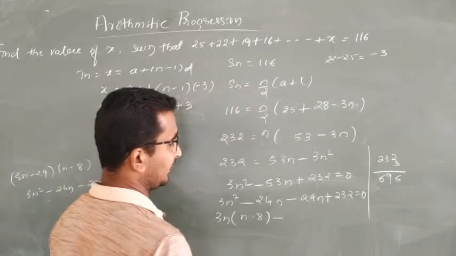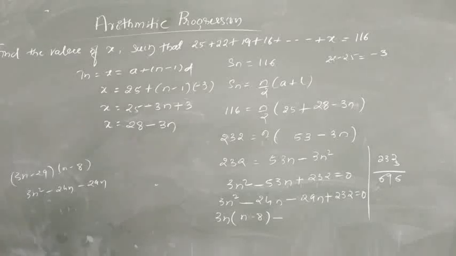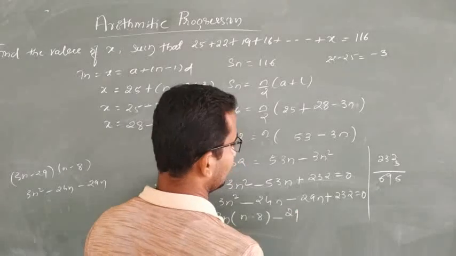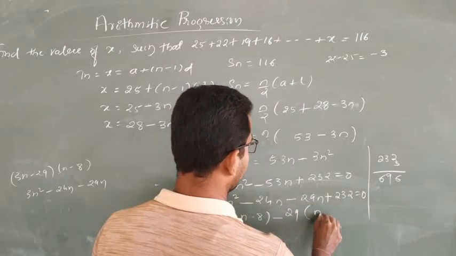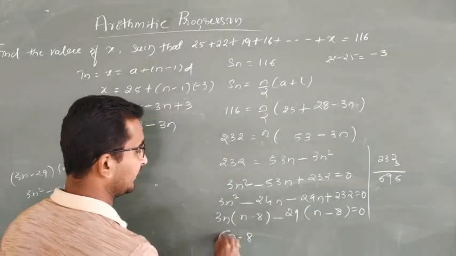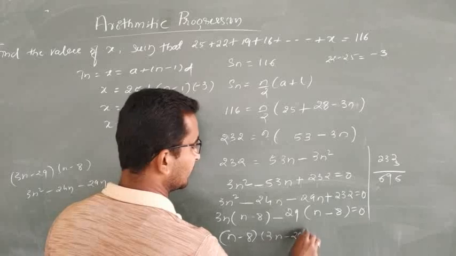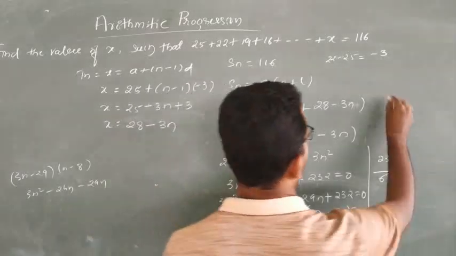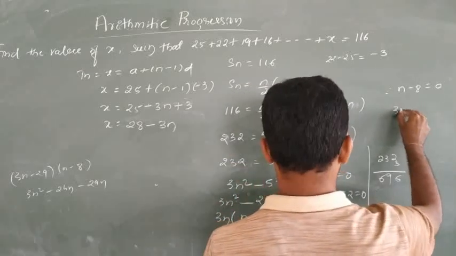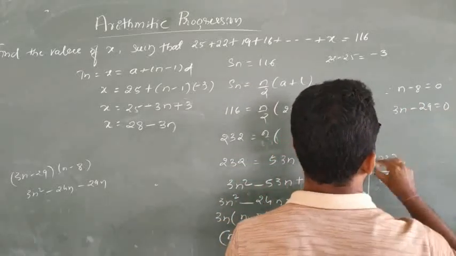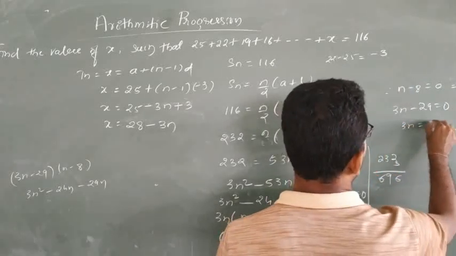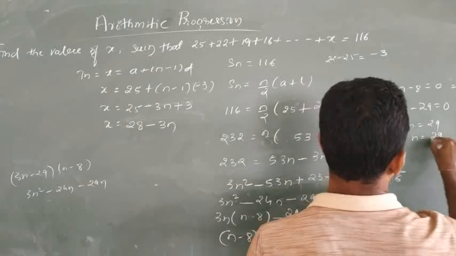Then here I can take the minus 29 as the common factor, then again I get n minus 8 is equal to 0. So n minus 8, 3n minus 29 is equal to 0. Therefore, n minus 8 is equal to 0 and 3n minus 29 is equal to 0. So here I get n is equal to 8, and here 3n is equal to 29, then n is equal to 29 by 3.